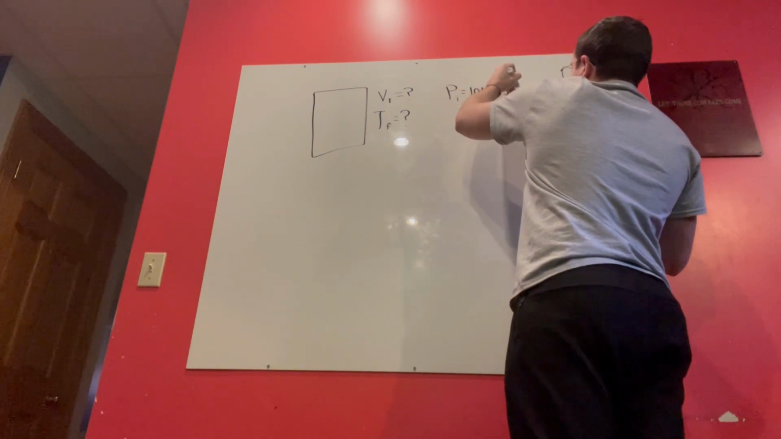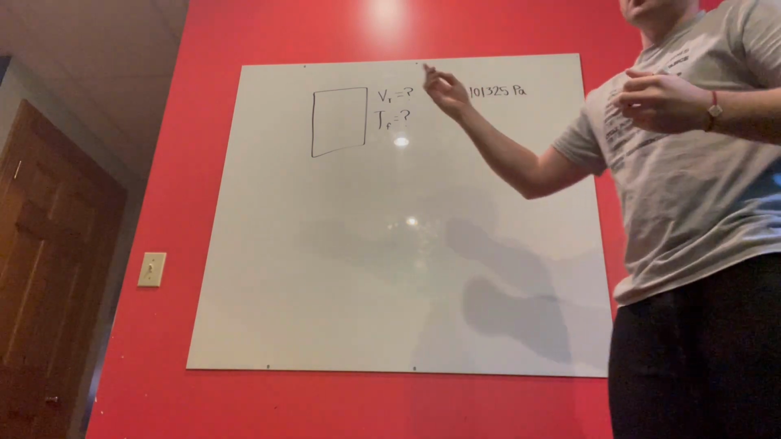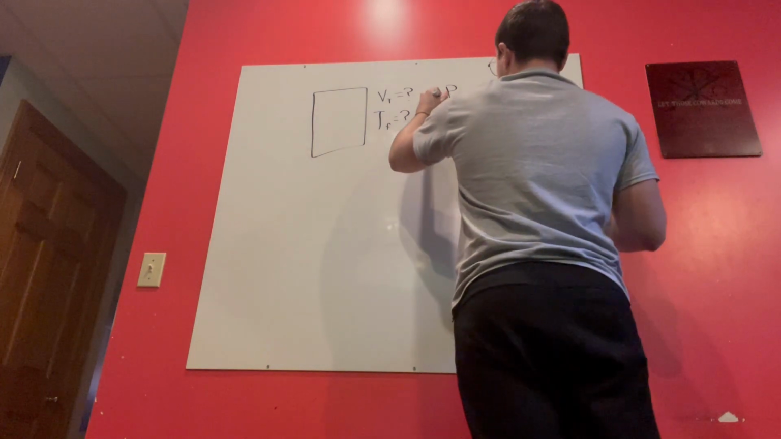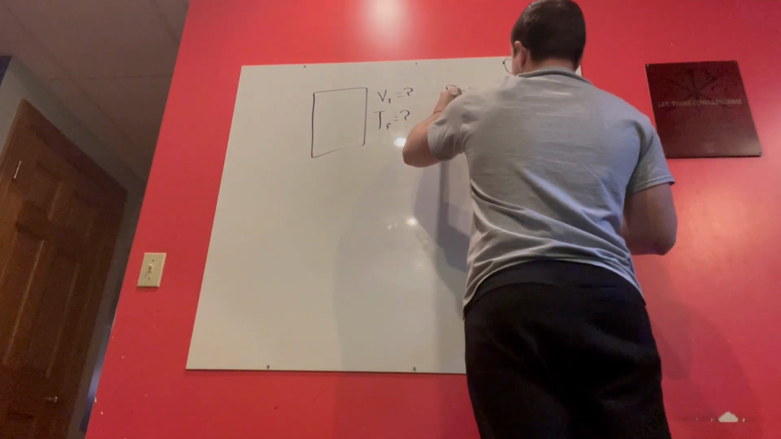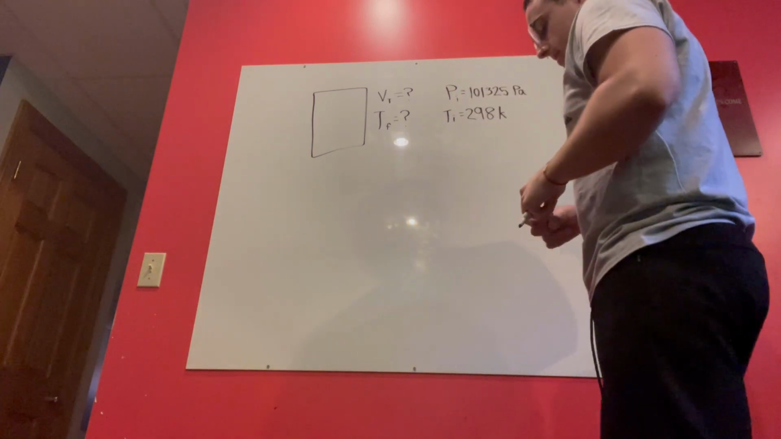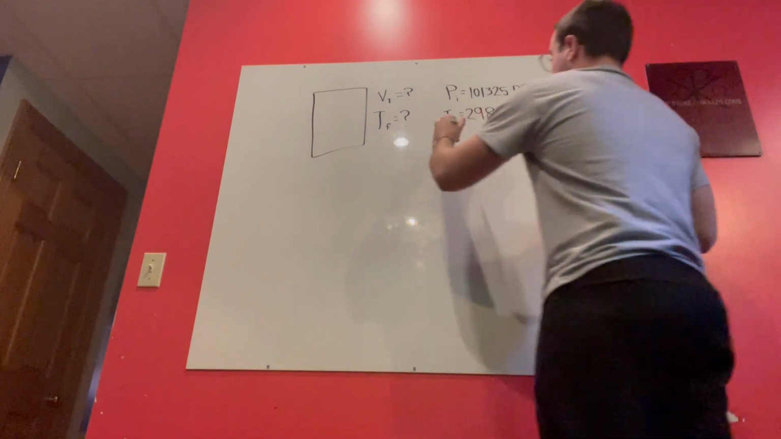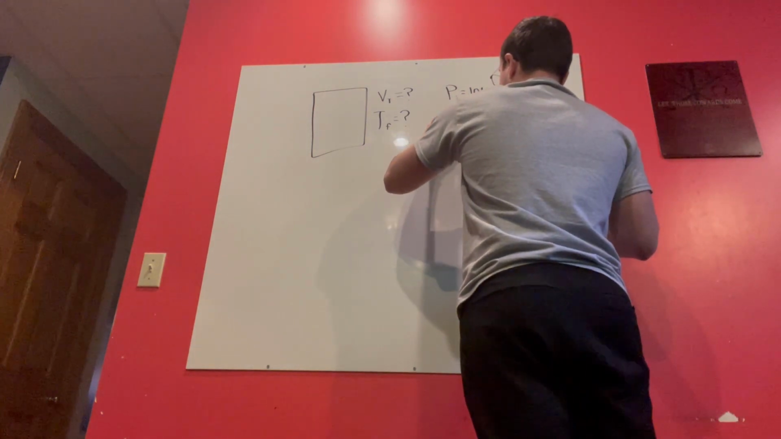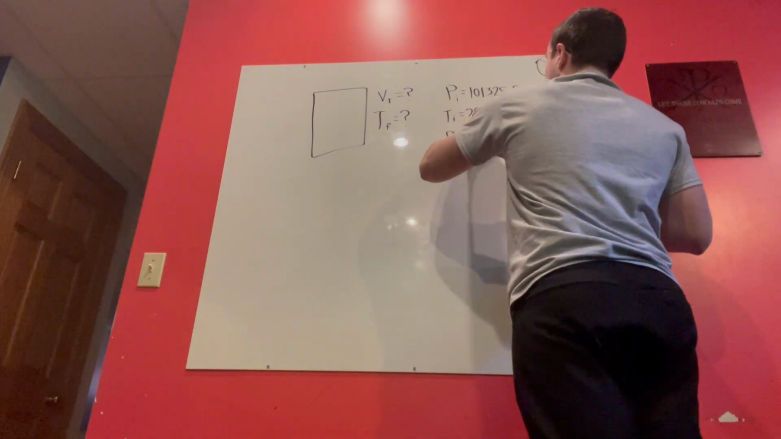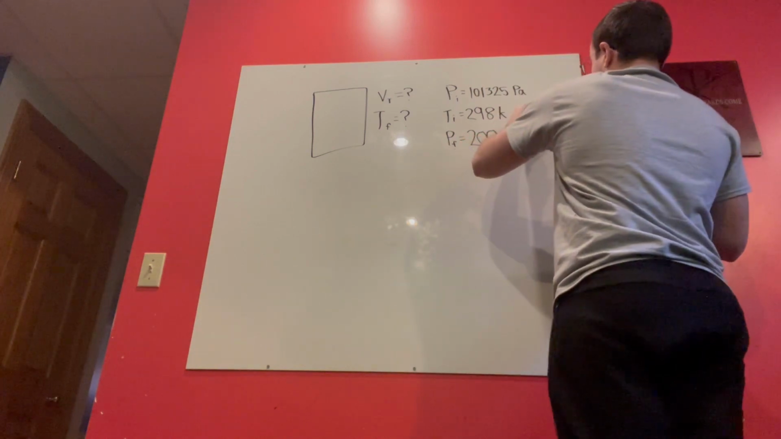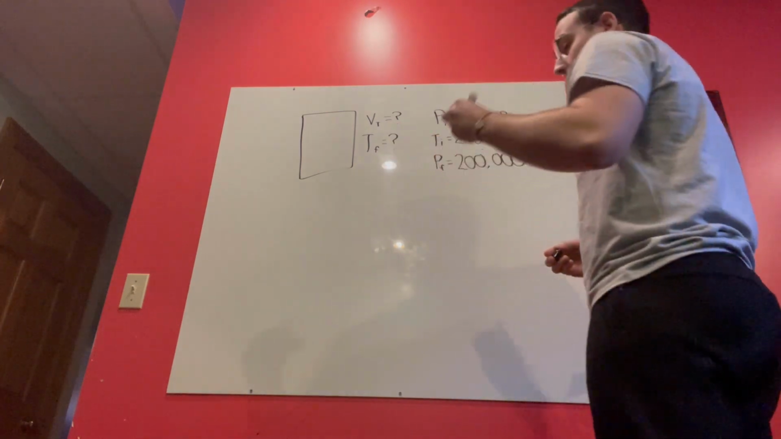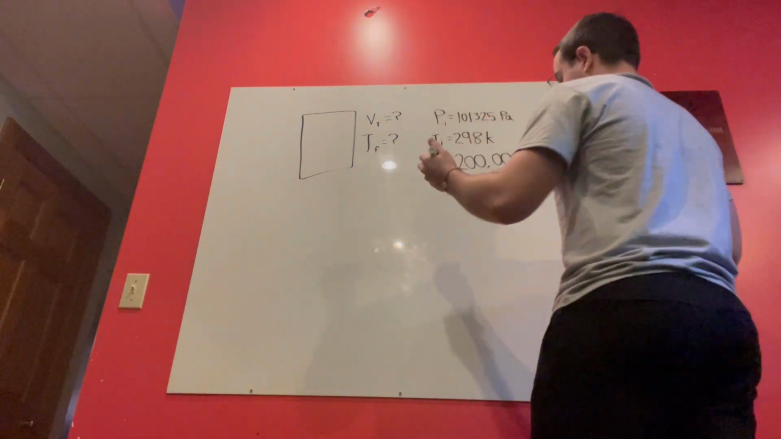101,325 pascals. And that is equivalent to 1 atmosphere, which is what it gives us in the problem. And then we also know our initial temperature, so TI, which is 298 Kelvin. And then another known is our final pressure. And in the problem, it gives us 2 bars, which is equivalent to 200,000 pascals.